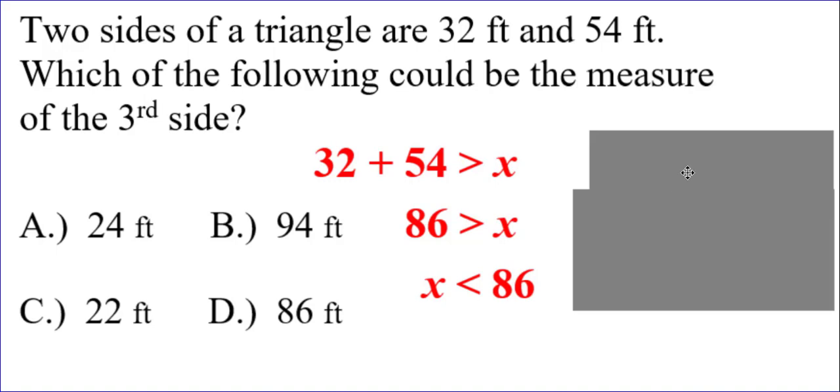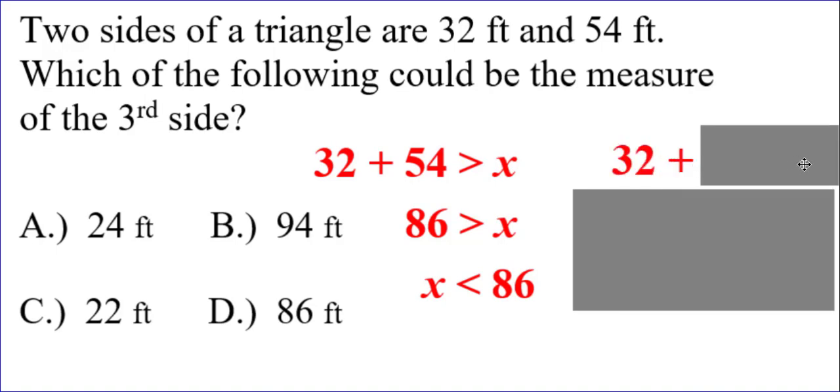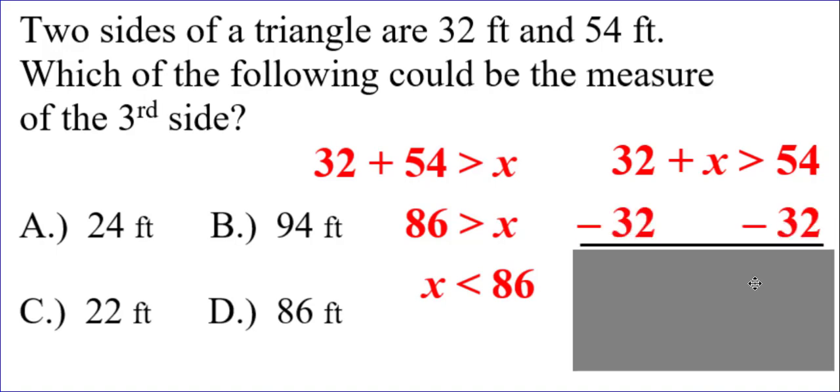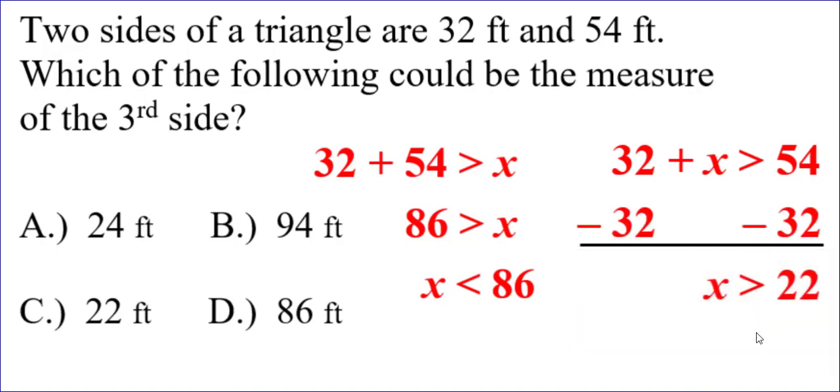Now, the other way we could set this up is 32 plus x would have to be greater than 54. And then we could subtract 32 from both sides. That's going to tell us that x has to be greater than 22. Now, there is technically a third way of setting this up, 54 plus x greater than 32. But 54 is already greater than 32, so that third way is really not even needed to be set up. So, based on these two results, we can see x has to be less than 86, but it also has to be greater than 22. That means it must be between those two numbers.